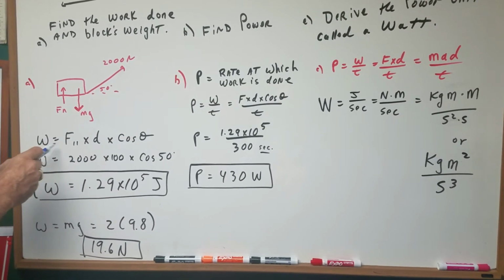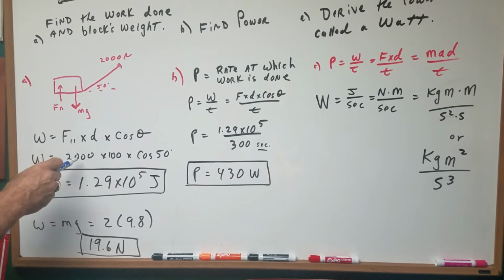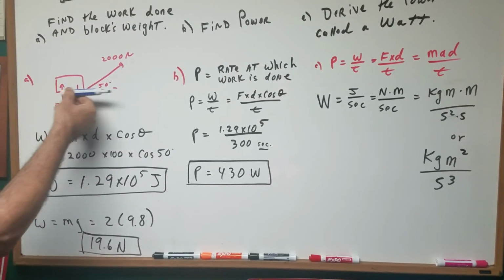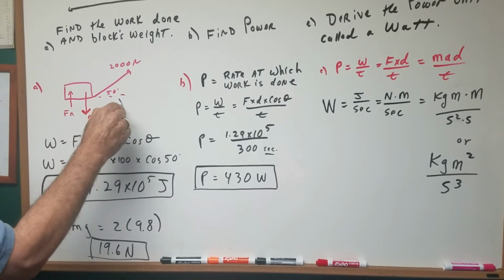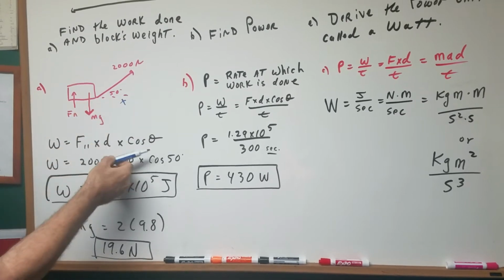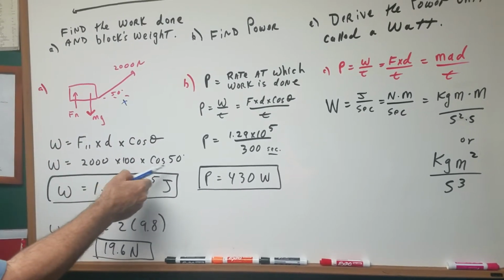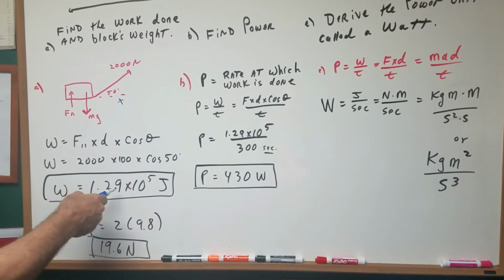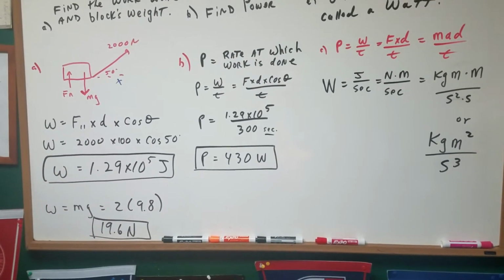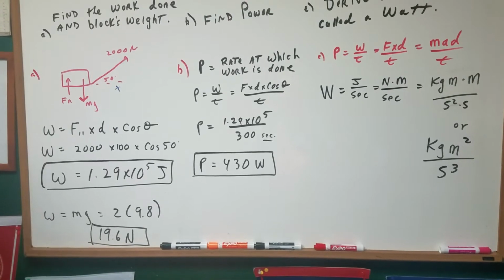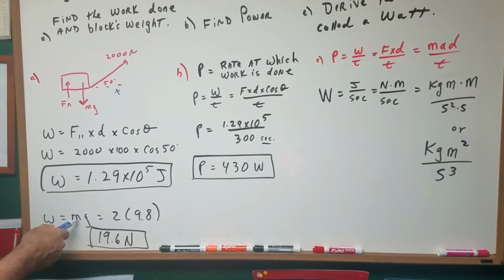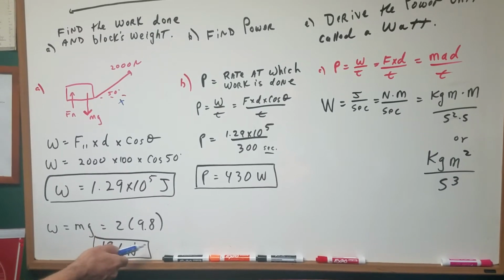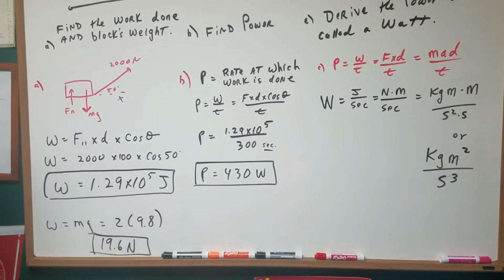We have the work done is the force, which is 2,000. The distance is 100. And because it's adjacent, as you can see, to my angle, we're going to be using cosine. The exam will give you the cosine of 50 degrees, so don't worry about that. When we plug it in, we come up with 1.29 times 10^5 joules. The weight of the block is easy. That's just simply mg. The mass is 2, the g is 9.8, and we get 19.6 newtons.